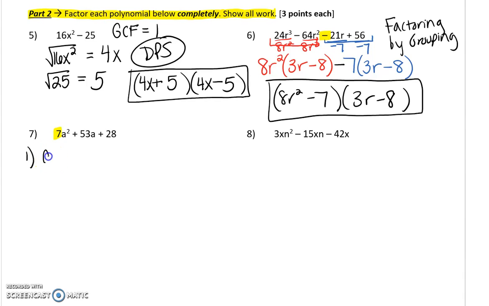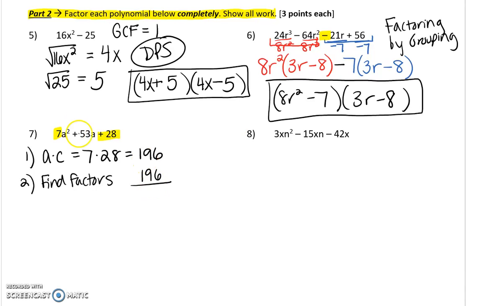So our first step is going to be to multiply A times C. A is 7, C in this case is positive 28. 7 times 28 gives us 196. The second step in our process is to find factors of 196 that add to our B term, which is positive 53. So with a little bit of investigation, we can figure out that the factors that we're looking for are not 1 and 196, not 2 and 98, but 4 and 49. So we're going with 4 and 49.